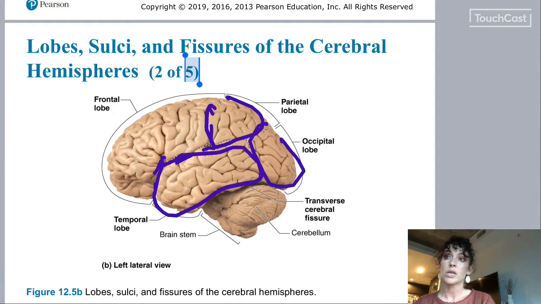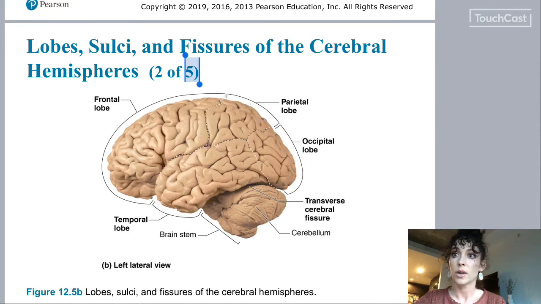The other thing that we can see from this is the transverse cerebral fissure. Let me take these away real quick. You can see this super, super deep groove right here. That's a great example of a fissure.